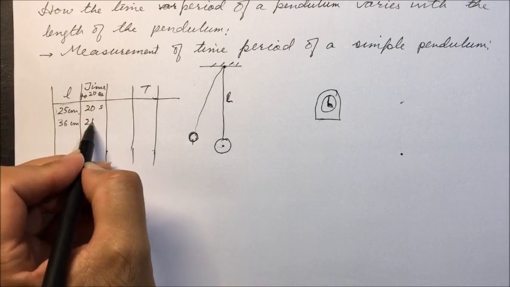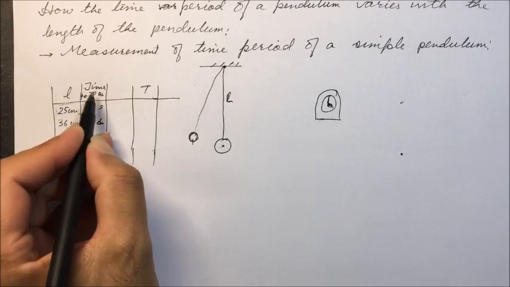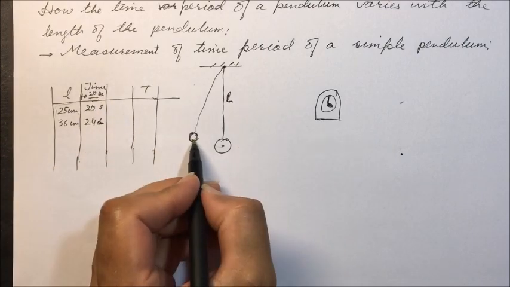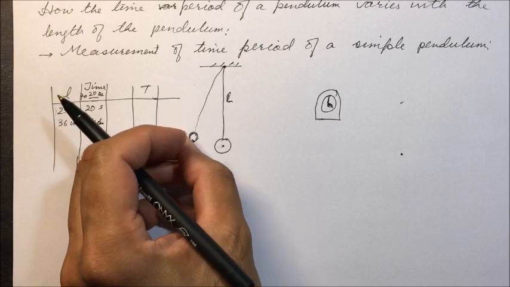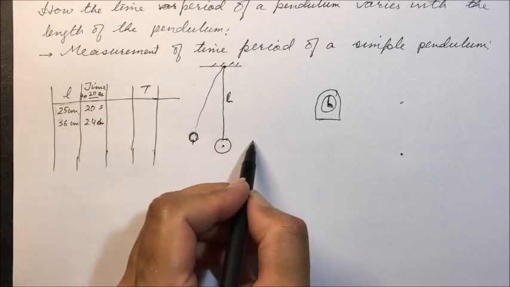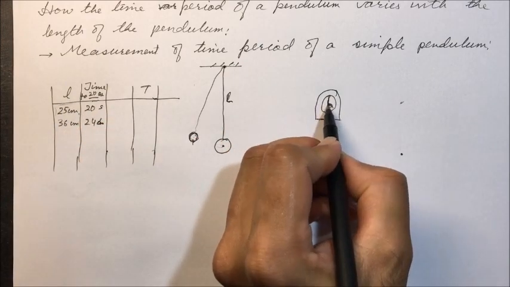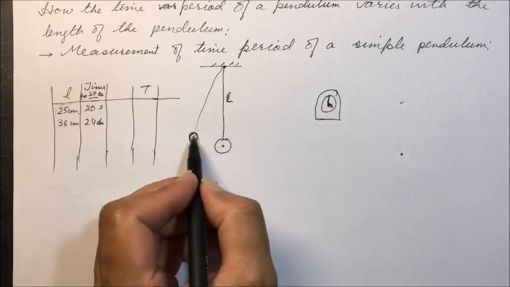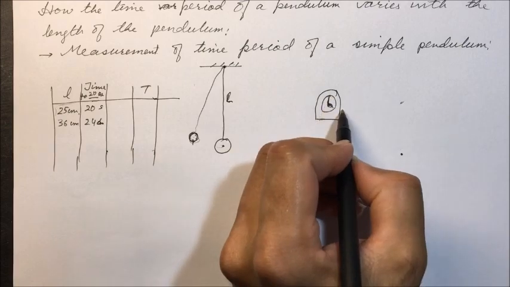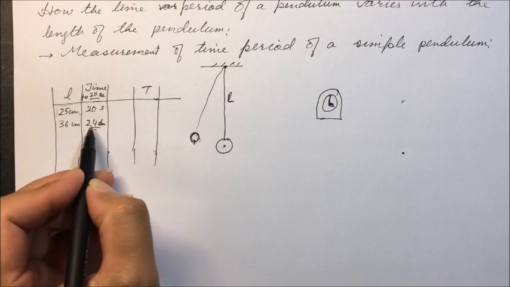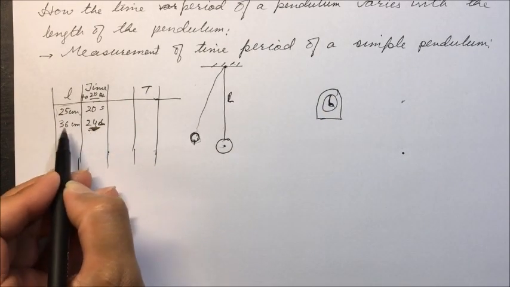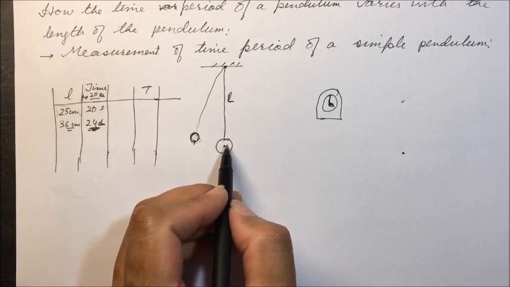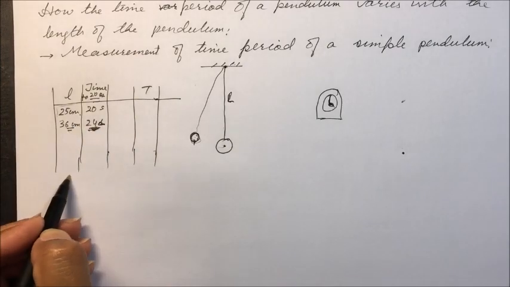For this it will be a different time. I'll calculate the time taken for 20 oscillations. I leave the bob here, and it starts swinging, and I start the stopwatch as I release the bob, and I count 20 oscillations, then I stop the watch. So for 20 oscillations, the time taken was 24 seconds for 36 centimeter of length of the pendulum. Similarly, I go for different lengths.